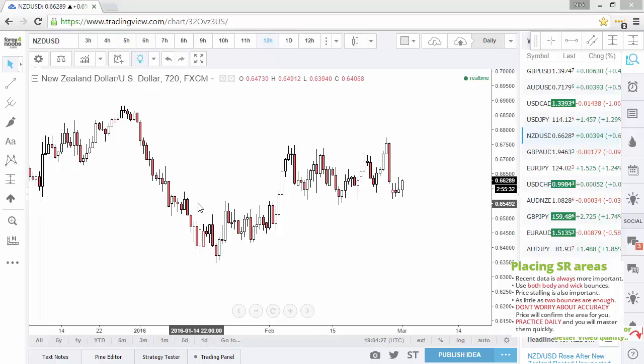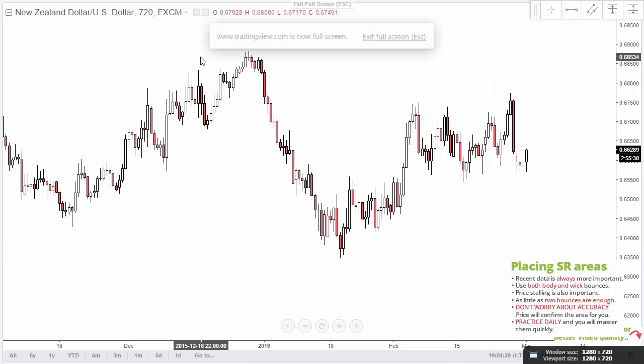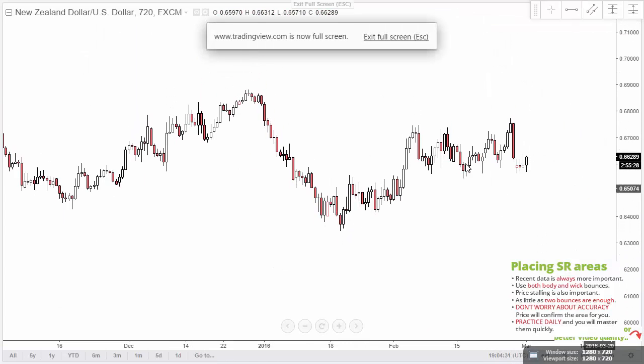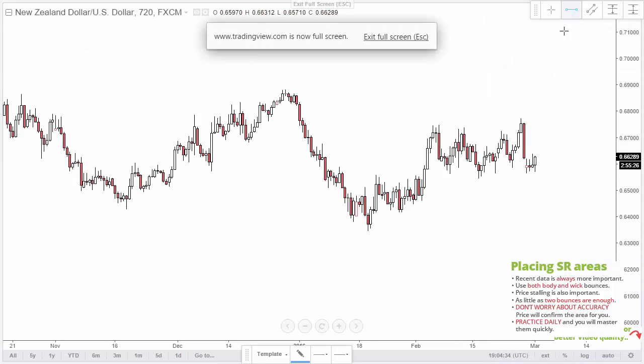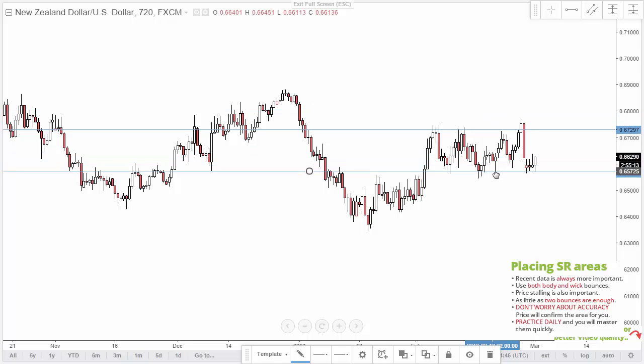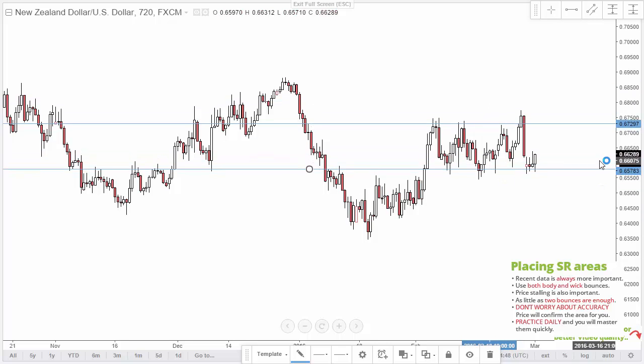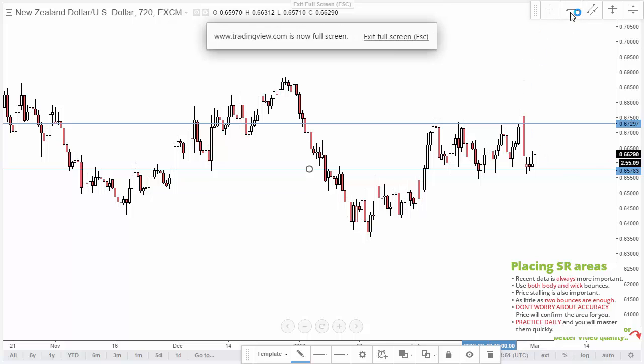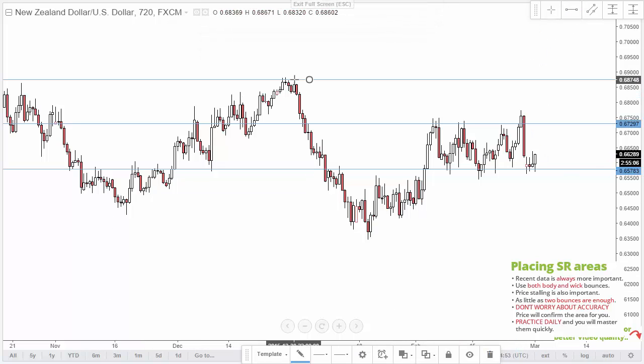TradingView.com is my charting platform. All right, so let's place some New Zealand USD support resistance areas. The support resistance areas got wiped out because I had to refresh. Something went wrong. So let's just start placing them again. There were the two obvious ones we placed here. And then I placed another one roughly up here based on that bounce.